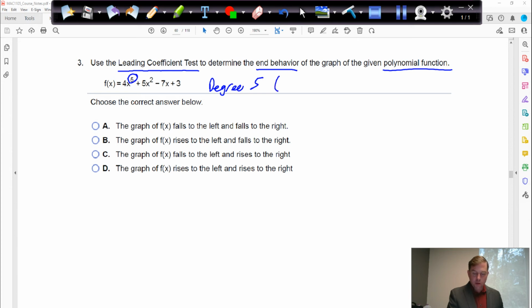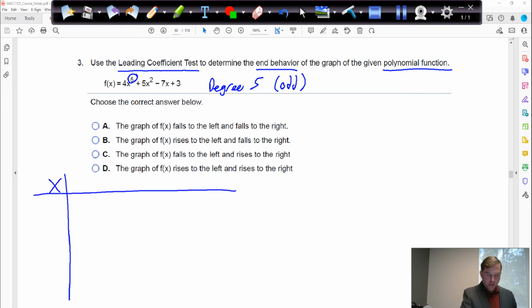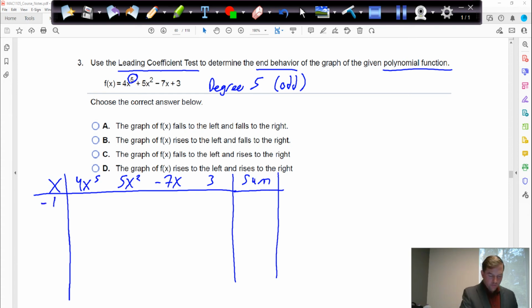And something about the degree we're going to start to now think about is, is this even or odd? So notice that that's an odd power. Okay, so we want to build a table for this. So let's pick some x values, and then we're going to separate out each of these terms. So we have 4x to the 5th, we have 5x squared, we have minus 7x, and we have 3. And then we're going to sum these terms up because that would be the answer to whatever we're plugging in. So we're going to plug in minus 1, minus 10, minus 100, then positive 1, positive 10, and positive 100.